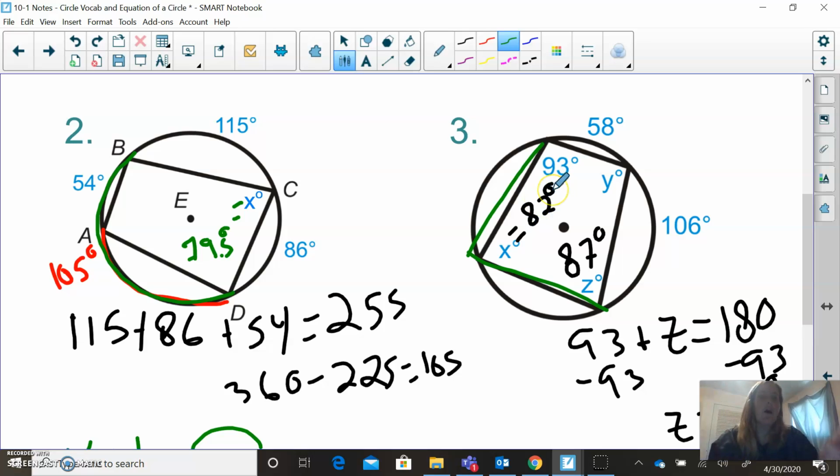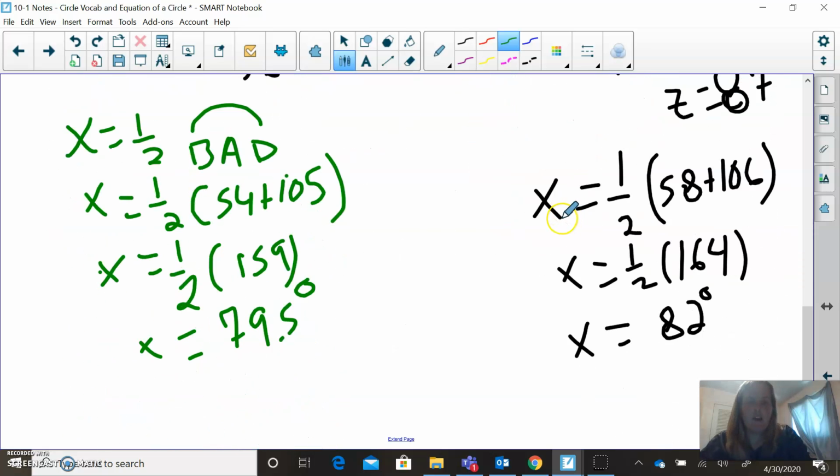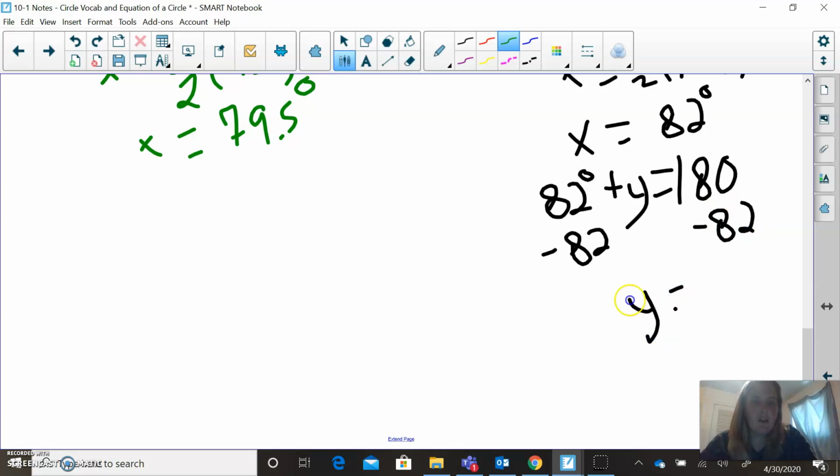Remember, x and y are opposite, so they are supplementary. And that means that 82 degrees plus y is equal to 180. So same process, we're going to subtract 82 from both sides. And y is equal to 98 degrees. Okay.